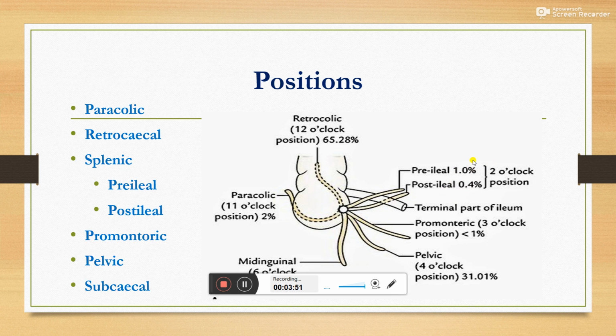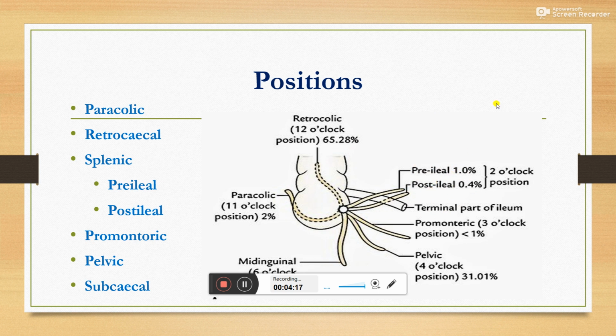The pre-ileal position is the most dangerous because the inflammation from the appendix spreads into the general peritoneal cavity. The pre-ileal position is found in 1% of the cases and post-ileal in 0.4%. So this low percentage is there for the splenic condition or the 2 o'clock position.